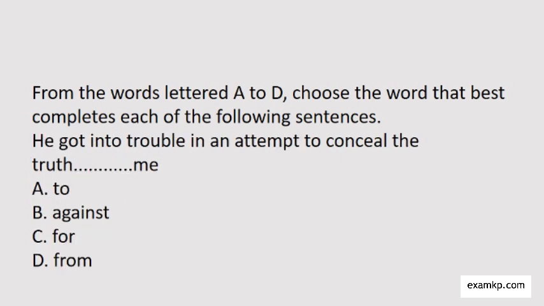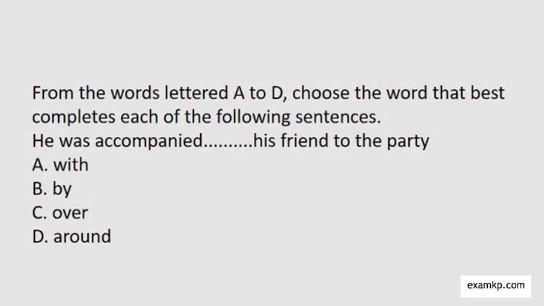Number 2. From the words lettered A to D, choose the word that best completes each of the following sentences. He got into trouble in an attempt to conceal the truth ___ me. A. To. B. Against. C. For. D. From.